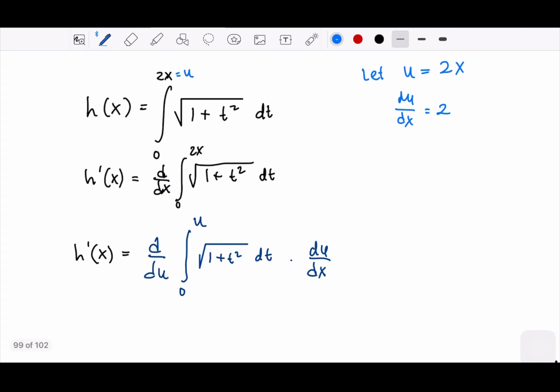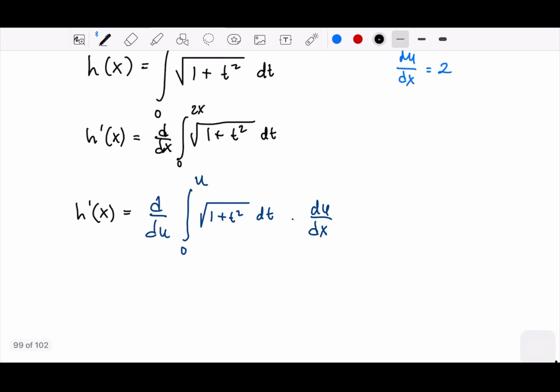So perhaps we start with substituting this and makes this into 1 over square root 1 plus u squared, but u is 2x. So let me write within the x expressions. This will be 4x squared and multiply by 2.